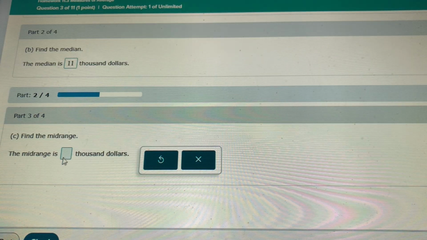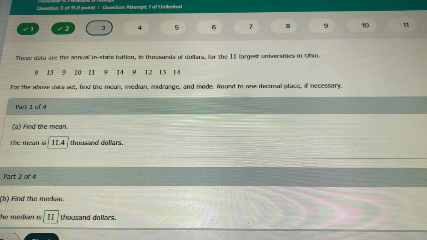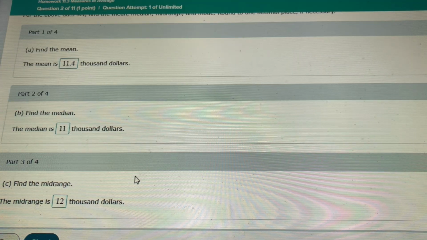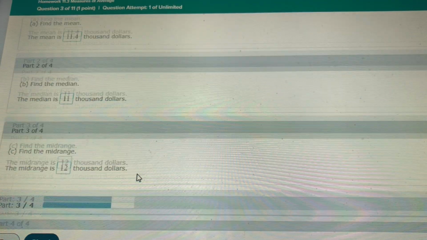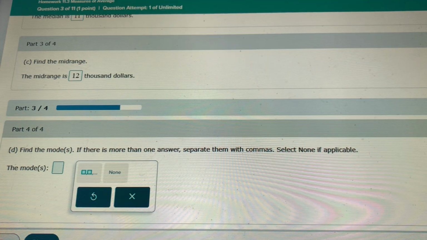Now in some data sets, if you find all 4 of these values, they can all be very similar, like what's happened so far, 11.4, 11, 12. Sometimes they're all identical. Other times they're completely different from each other. You just don't know until you calculate them. Okay, find the mode or modes. Let me go through this.